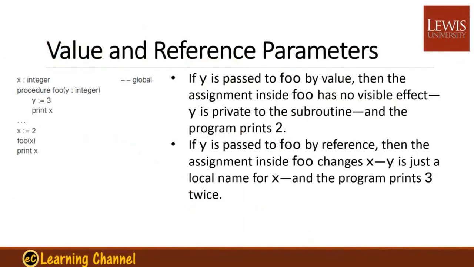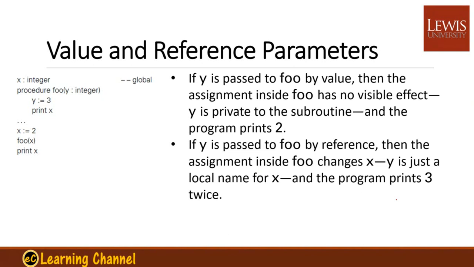So, value and reference parameters. If y is passed to foo by value, then the assignment inside foo has no visible effect. Y is private to the subroutine and the program prints 2. So here we have x an integer, we have the procedure with y, and if we pass by value, the 2 is passed to here, so we have a 2 over here, and then that y is updated to 3, but this x is outside, so we actually print 2.